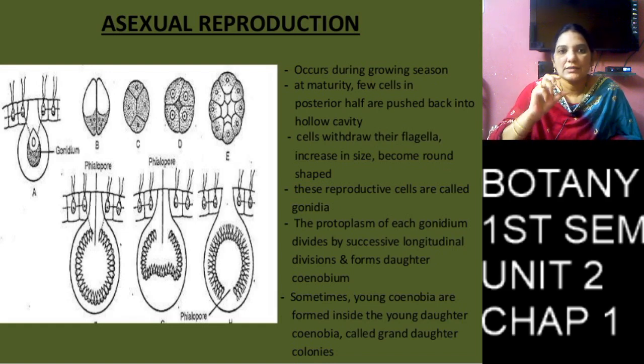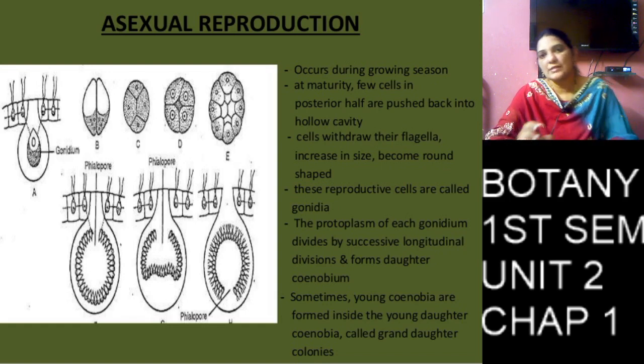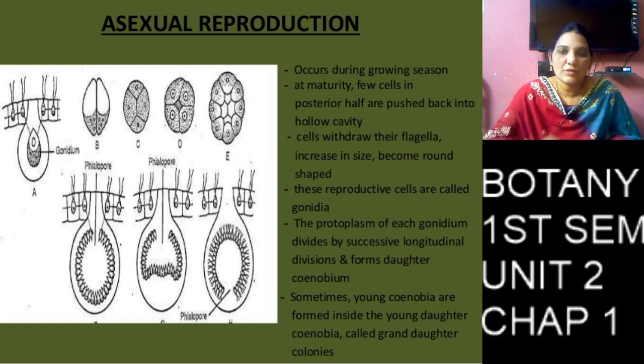That cell is called gonidium, and the gonidium undergoes some divisions, and it is divided from one cell to two cells, 2 to 4, 4 to 8. That 8 cells stage is called the plakea stage. Then the 8 cells undergo the next division, and they turn into 16 cells.